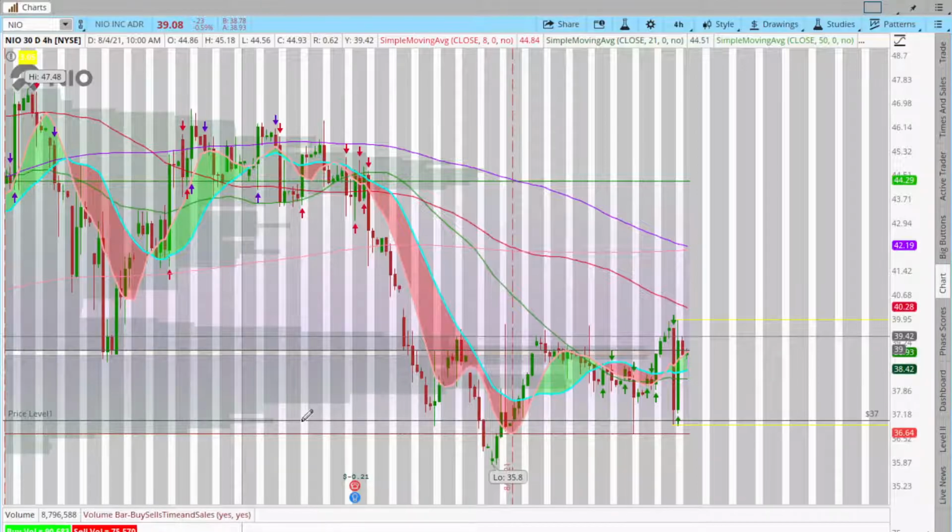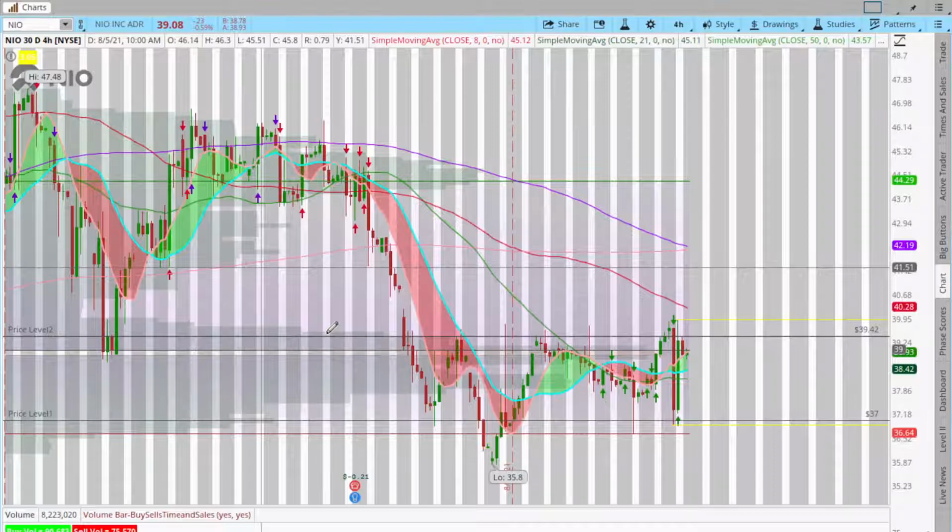So this one's not terrible. I'm going to go ahead and throw one in there. Not really ideal for a big level. A lot of times for my watch list, I'm trying to find stocks that are sitting on one of these levels where it has acted as both support and resistance.